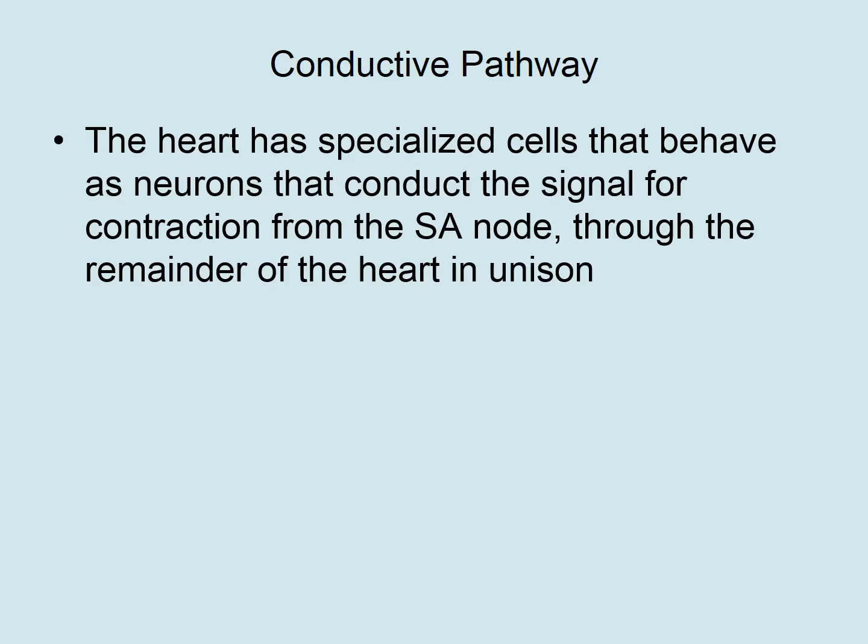The conductive pathway is made of either specialized myocardial cells or specialized connective tissue cells that behave like neurons, meaning they conduct a signal for a contraction to occur, or they conduct an action potential from the SA node through the remainder of the heart, so that each section of the heart will contract in unison. These conductive pathways establish the autoregulation and autorhythmicity of the heart itself. They do not require nervous system intervention in order to function.